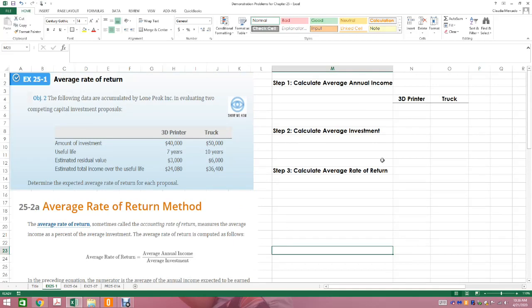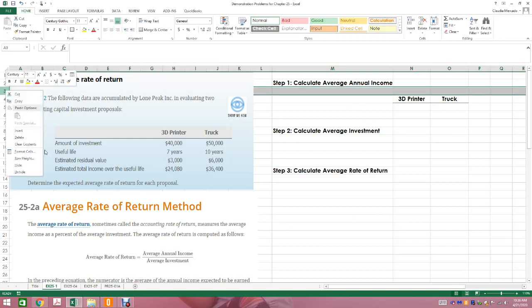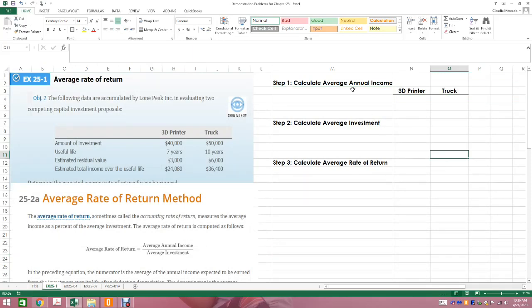So I've set up the problem in 3 steps, okay? So the first step is we're going to calculate the average annual income. That's the first component right here. So for the average rate of return, we have to figure out our average annual income, and we also have to figure out our average investment. So I've broken it out into 3. The first thing we do, we're going to calculate the average annual income. Step number 2 is we're going to calculate the average investment. And then finally, in step number 3, we're going to put it together, and we're going to calculate the average rate of return, okay? So I'm going to have my column here for the 3D printer and my column here for the truck, okay?